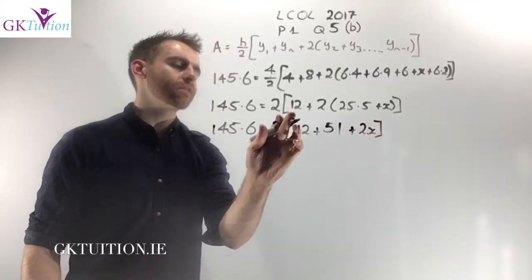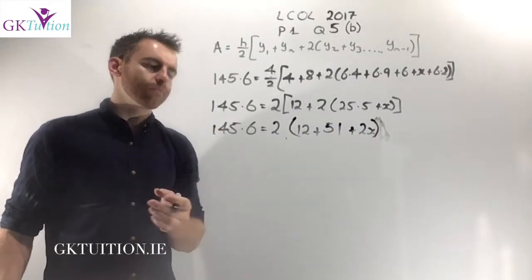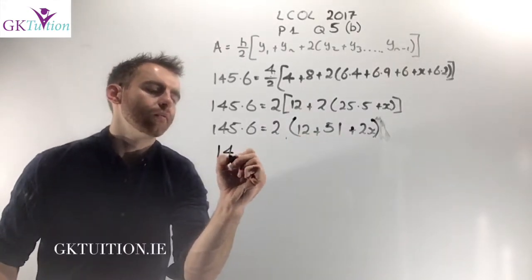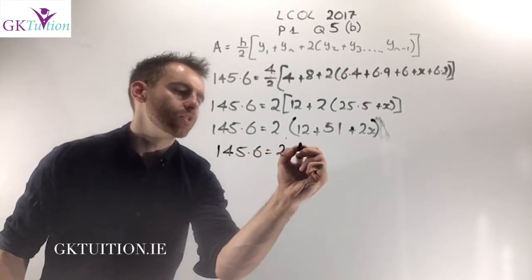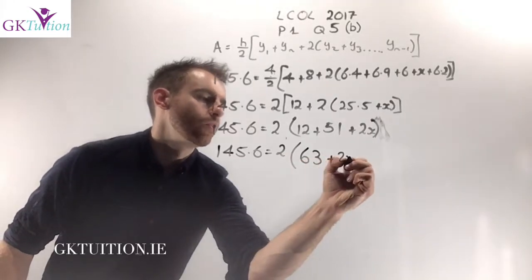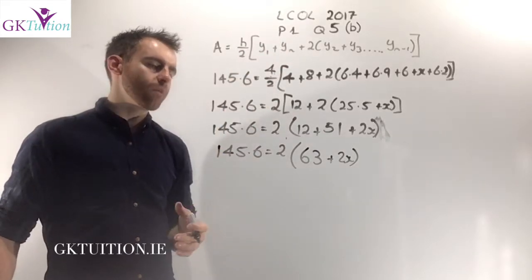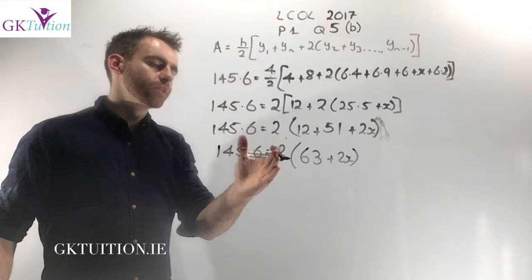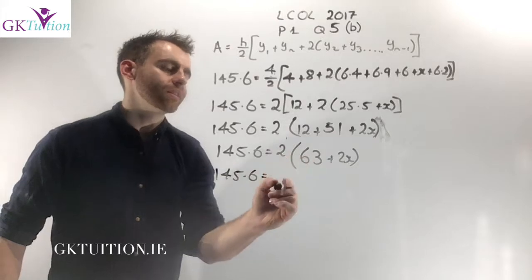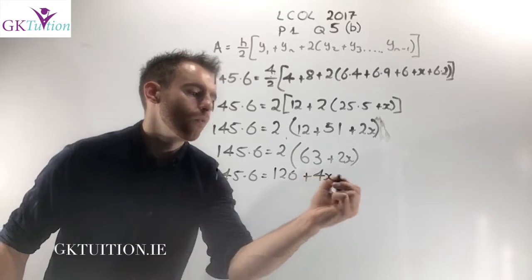So now at least my bracket has got a little bit clearer. I can use clear brackets rather than square brackets. At least now we only have one bracket. Obviously what I can do next is add the like terms. I can add 12 and 51. So I have 145.6 equals 2 times 12 plus 51 gives me 63 plus 2x. So we've just step by step made it a little bit simpler each time. Obviously what I want to do now is multiply 2 into the bracket. So I get 145.6 equals 2 multiplied by 63 is 126, plus 2 multiplied by 2x is 4x.